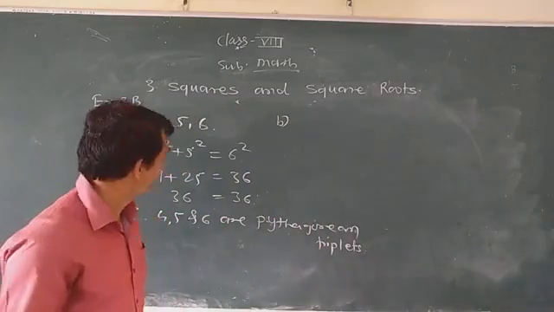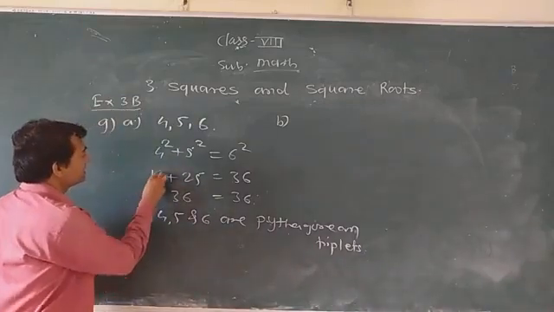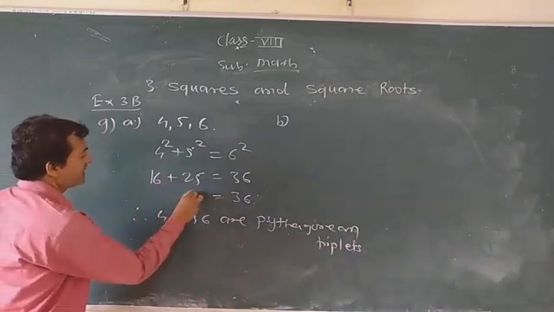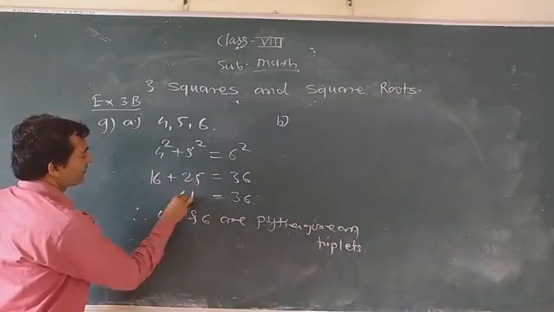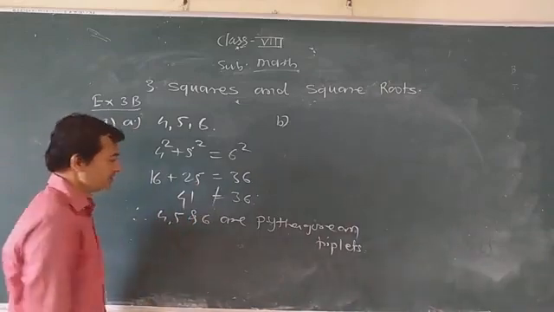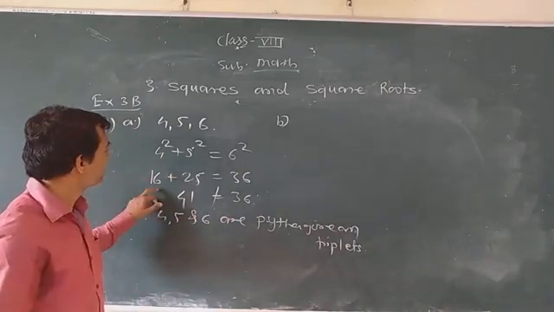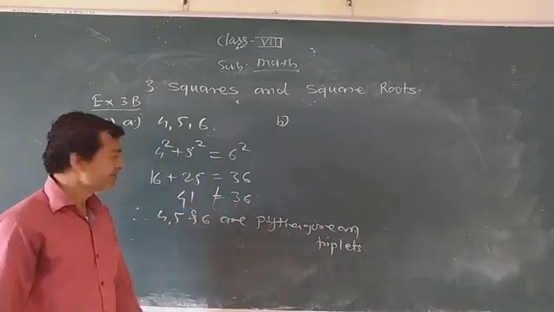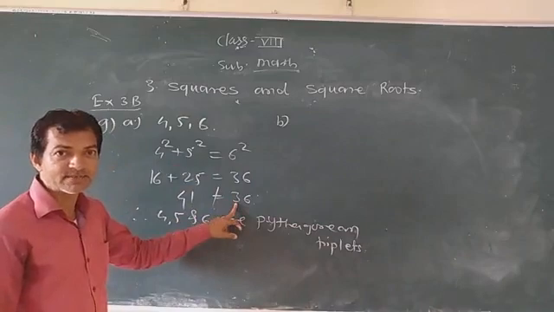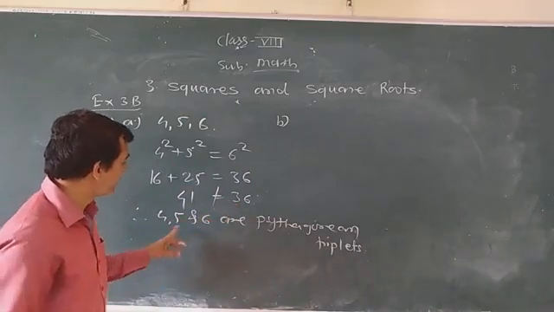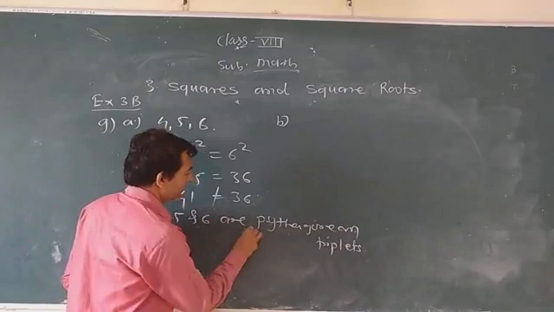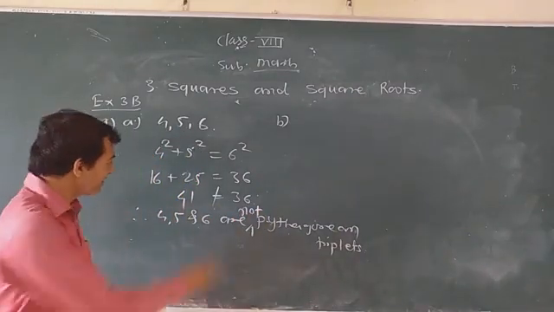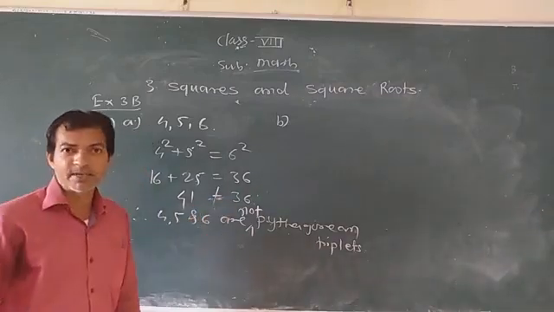Sorry, just a minute. This is not 9, this is 16. 16 plus 25, how many? 41. This is not equal. 4 square is 16, 5 square is 25 and 6 square is 36. 41 is not equal to 36. Means 4, 5 and 6 are not Pythagorean triplets. Suppose these were equal, then you could say Pythagorean triplet.